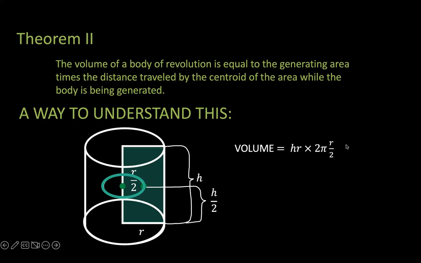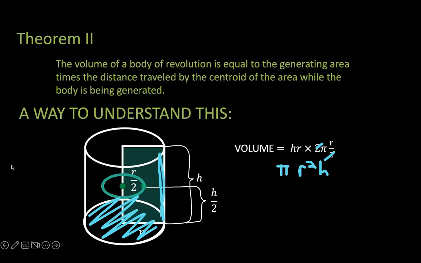Because if we simplify this equation, we have pi r squared h, which is equal to the area of this circular area times the height. This is our more familiar definition of the volume of a cylinder.